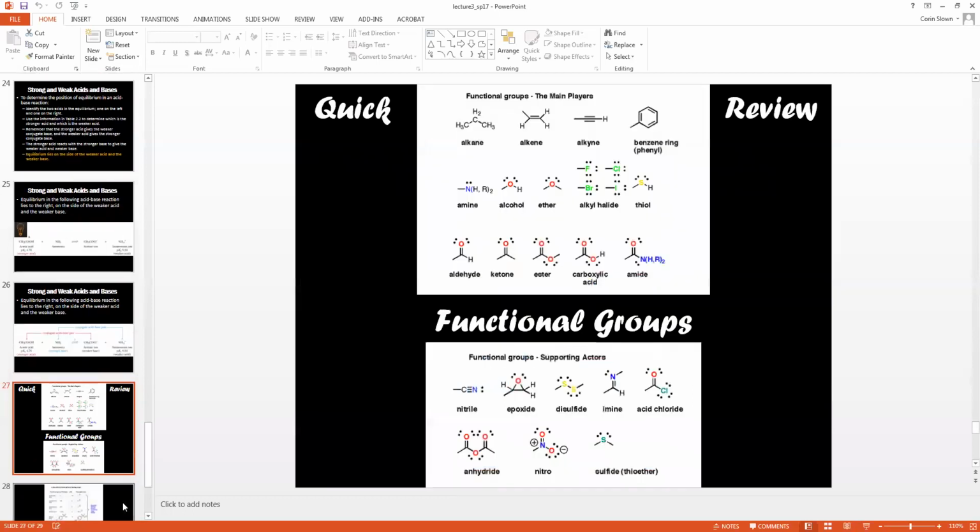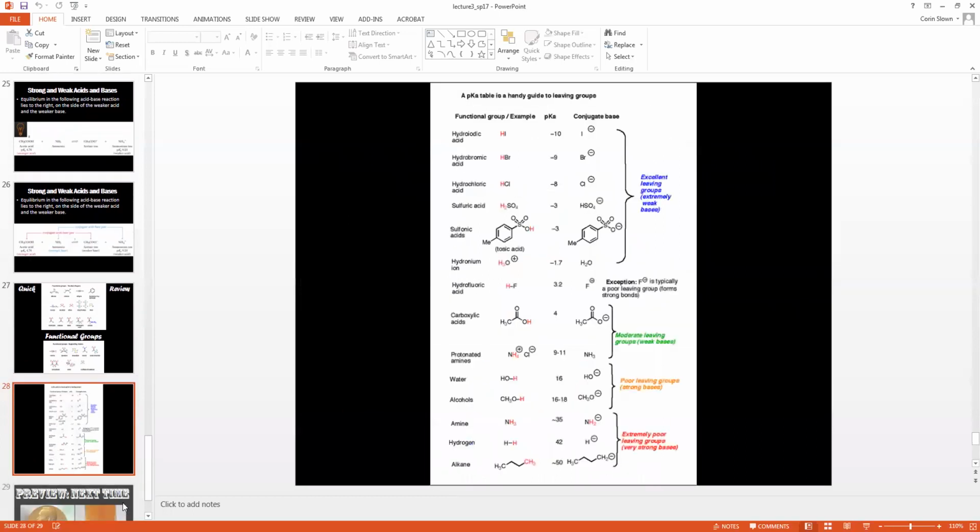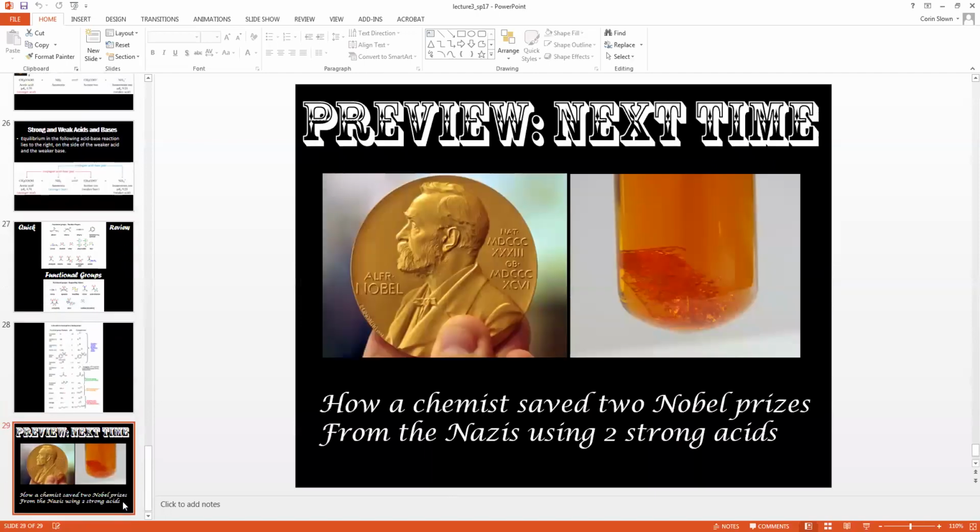It's going to help you to go back and do a quick review of your functional groups just to make sense of what you know. And you're going to notice now that we have a pKa table that you will always have access to. Whenever you are solving equilibrium reactions, you're going to use a pKa table to determine which is the strong acid and which is the weaker acid.